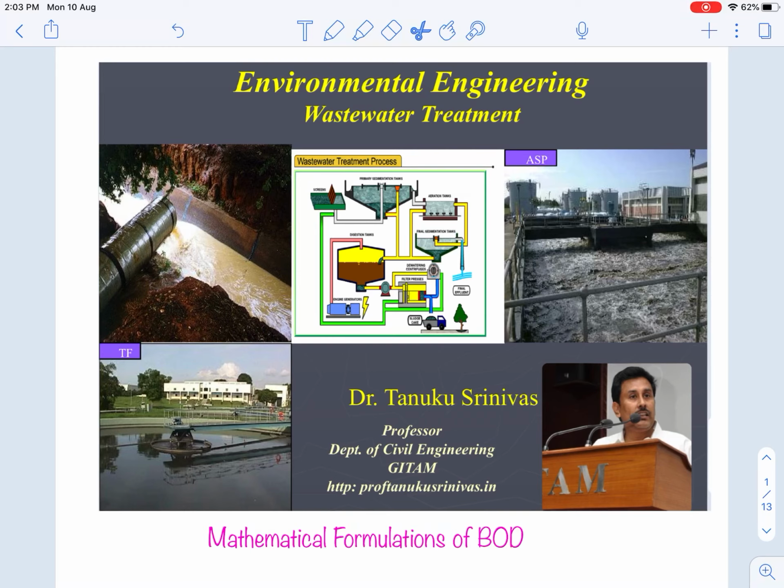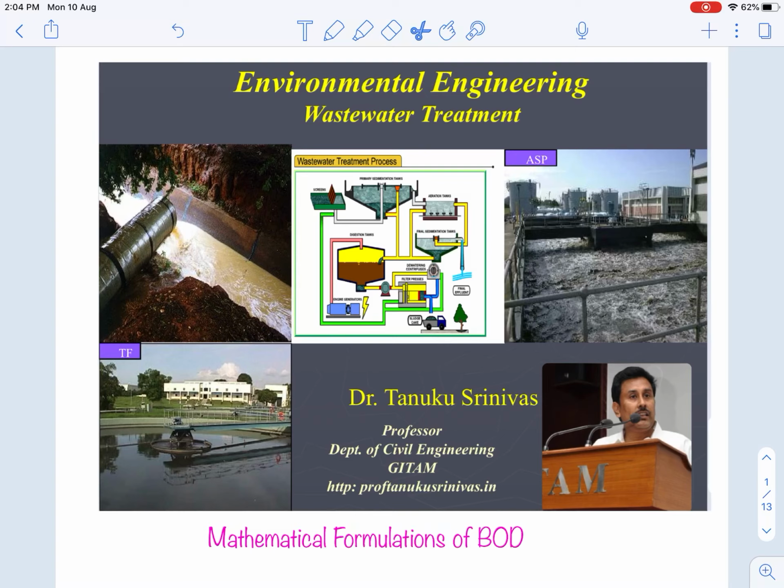Biochemical oxygen demand, BOD, is the oxygen required by the microorganisms for the biochemical oxidation process. BOD is the most widely used parameter of organic pollution, applied to both wastewater and surface water. This determination involves the measurement of dissolved oxygen used by microorganisms in the biochemical oxidation of organic matter. It is designated as BOD, 5-day BOD at 20 degrees centigrade.